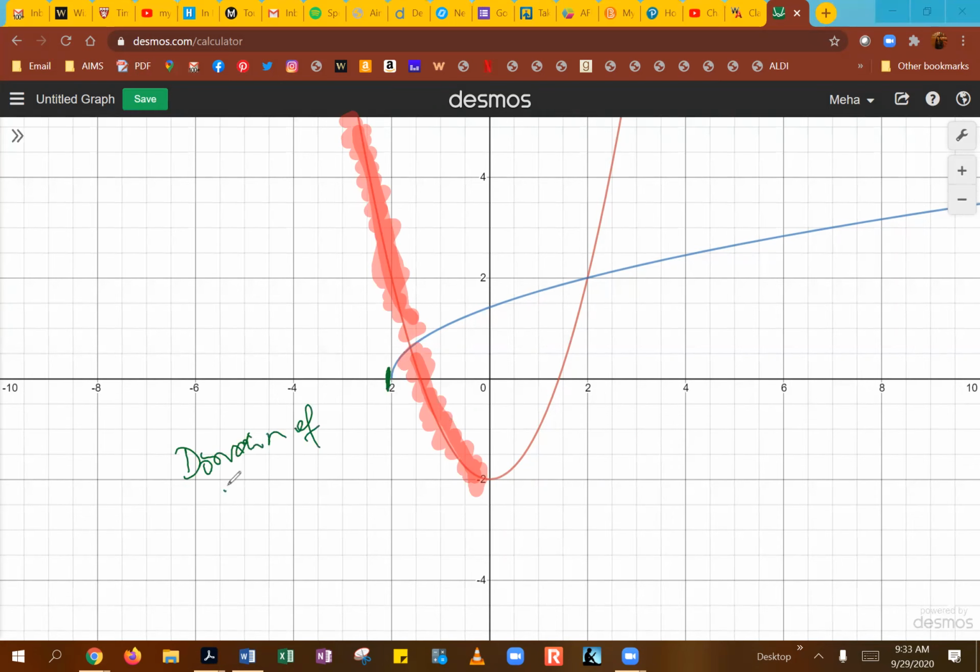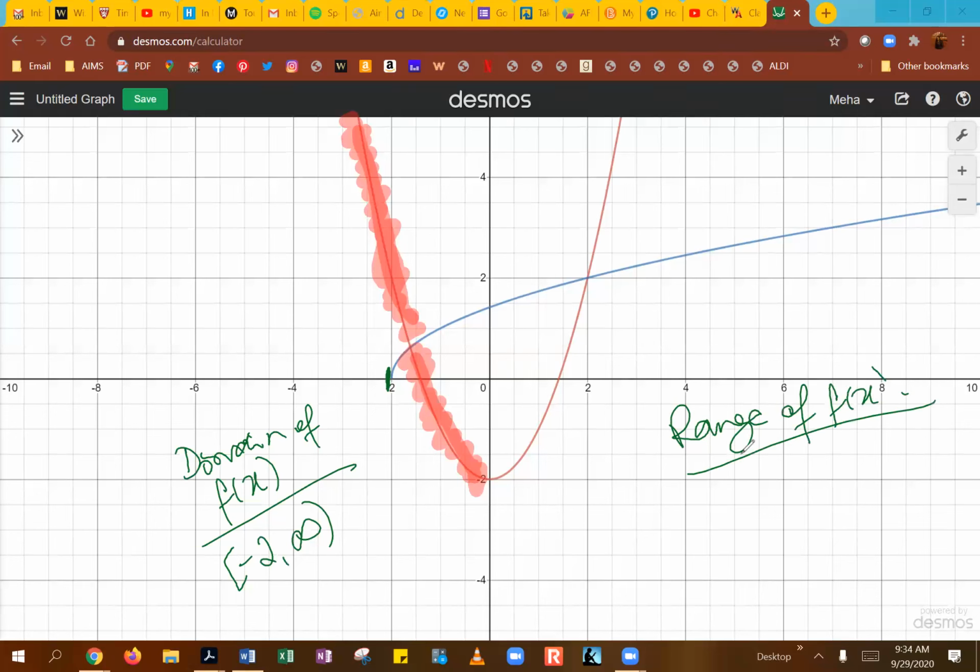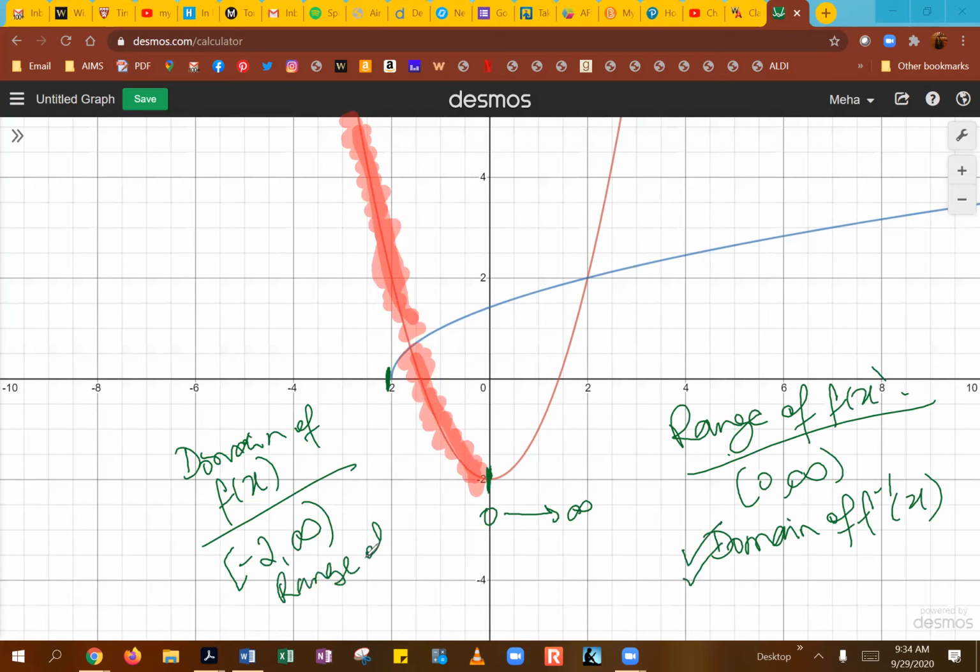This is the domain of the original f of x function, going from -2 to infinity, and the range for the original f of x function was 0 to infinity. And this range of the original function, of course, becomes the domain of our inverse function. So you can see, for the inverse function, which is this parabola, we are starting at 0 and going towards positive infinity. So we are able to verify that the range of the inverse function is starting at -2 on the y-axis, and it's going up to positive infinity.